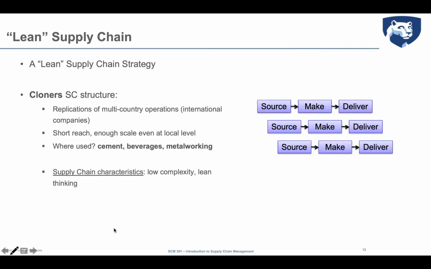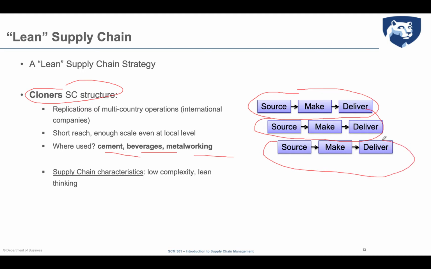One model that is typical of the lean supply chain strategy, that follows lean supply chain principles, is the so-called cloners. That's a type of supply chain network design. There are many; the cloners is one of these. Basically, it is usually implemented by big companies in the cement, beverage, and metalworking industries that can count on big volume and operate in different countries. So basically what they do is split their operation, which can count on huge volume, at local level, in order to optimize this operation locally and achieve the best cost.